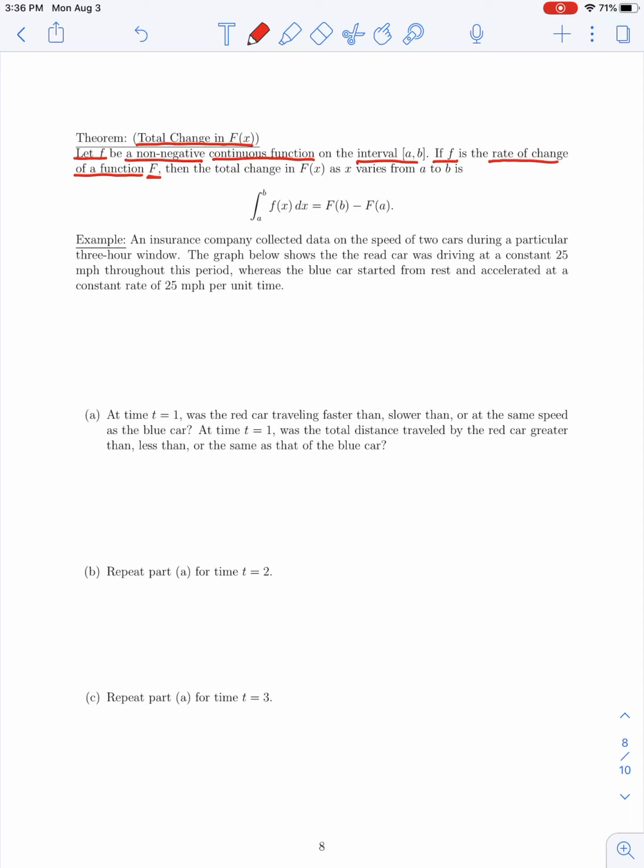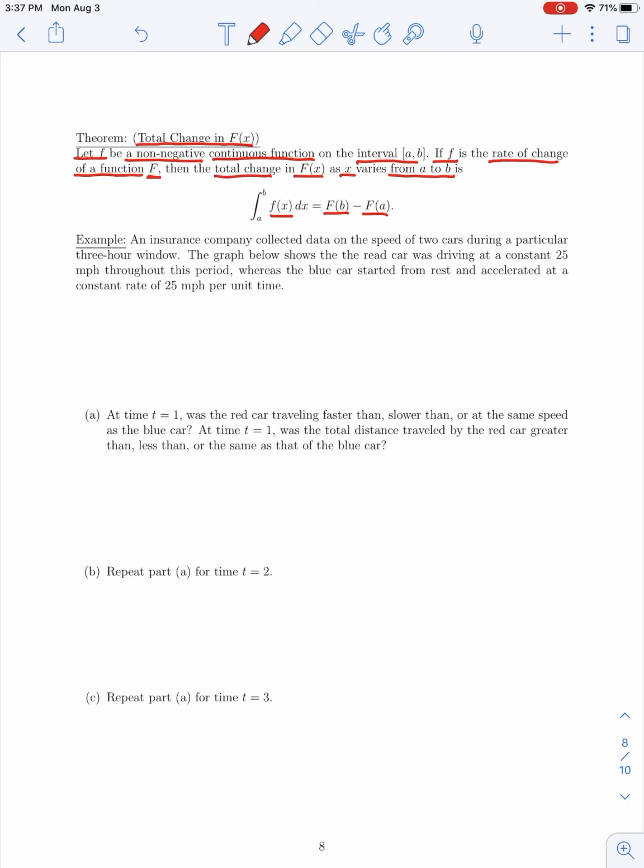so that capital F is an antiderivative of little f, then the total change in the function capital F of x, as x varies over the interval from a to b, is given by the definite integral of that rate of change function, which we know from the fundamental theorem of calculus is equal to F of b minus F of a, where capital F is any antiderivative of little f. So let's look at an example of this.